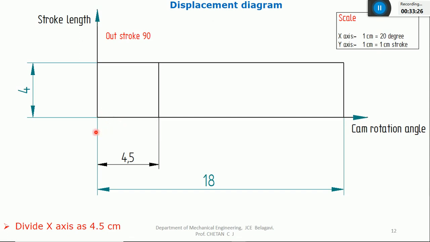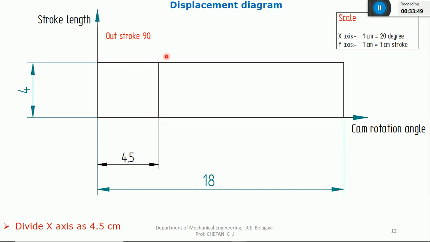So to indicate 90 degree, how much it is? 90 divided by 20. So it will be 4.5 centimeter. Along the x-axis, using the scale, just indicate 4.5 centimeter and draw one box. Because in the problem it is given the outstroke angle is 90 degree. And what is the next angle?